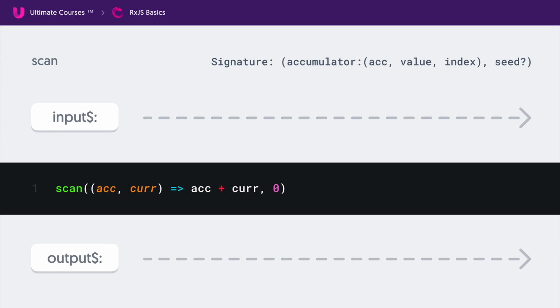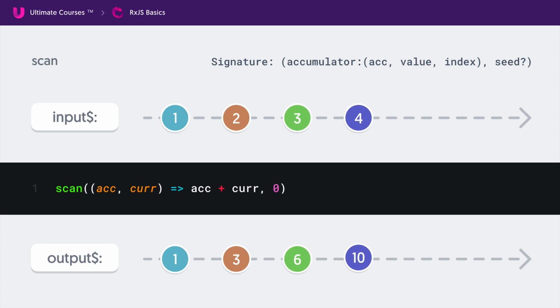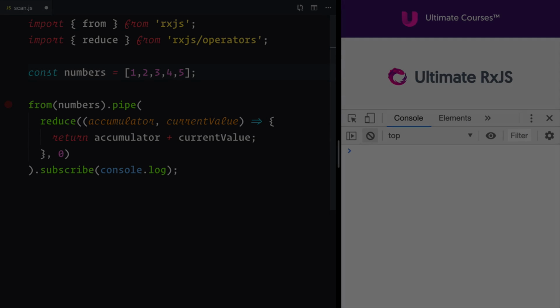The scan operator applies a reducer function on each emitted value, joining new values emitted from the source to the current accumulated value. Scan then emits the new accumulated value. This is in contrast to the reduce operator, which only emits the final accumulated value on completion. To understand scan, let's start with an example from the previous lesson to see how it compares.